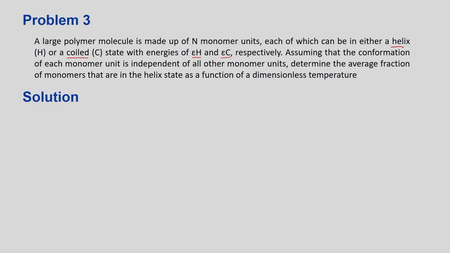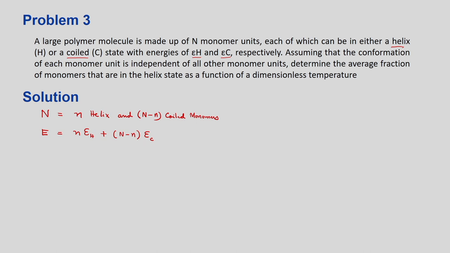So, we will consider this entire system as the sum of helix and coiled monomers. Initially, let us suppose the total number of monomers is capital N. In these N monomers, let us suppose you have small n helix state monomers and N minus n coiled monomers. If you have these types of monomers, what will be the total energy E? E will be equal to n times the energy of an individual helix monomer plus capital N minus n times the energy of coiled monomers. So, this is the total energy.